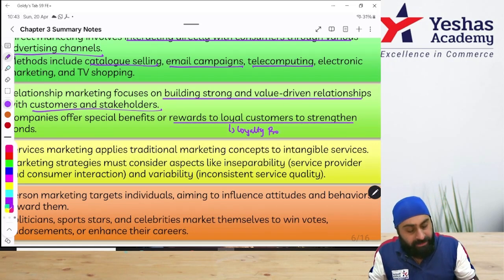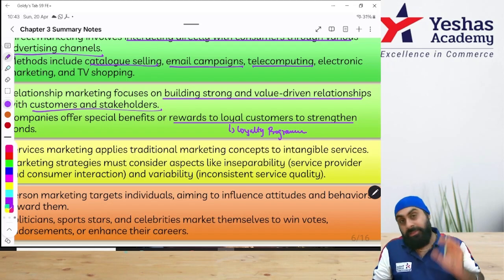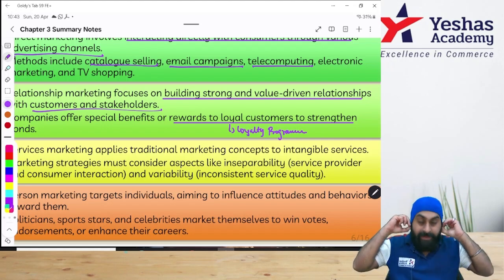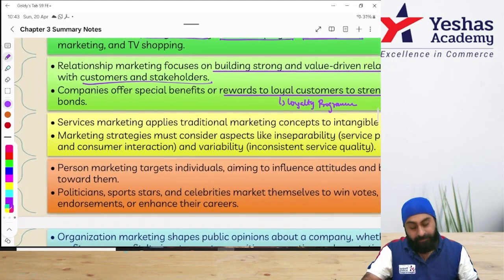Those loyalty programs are given to improve the current relationship between the company and the customer. So this is one of the ways of having direct marketing, which is a very interesting way of marketing.